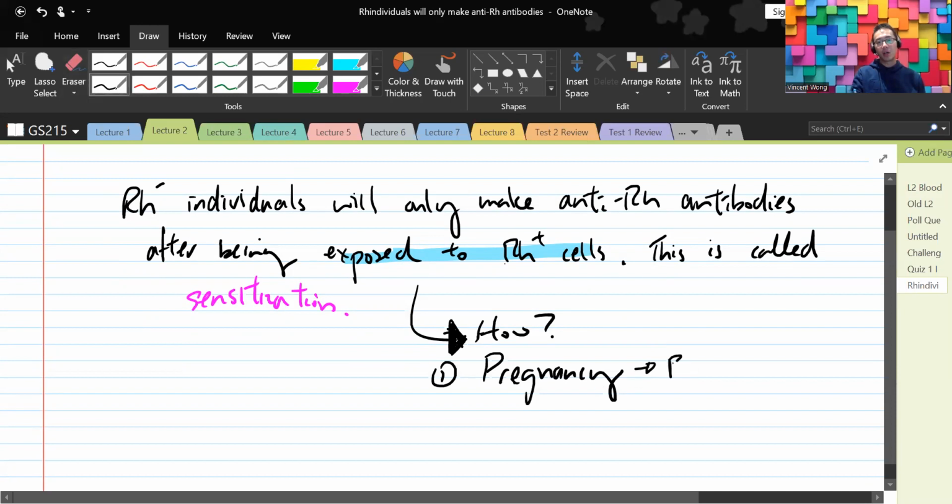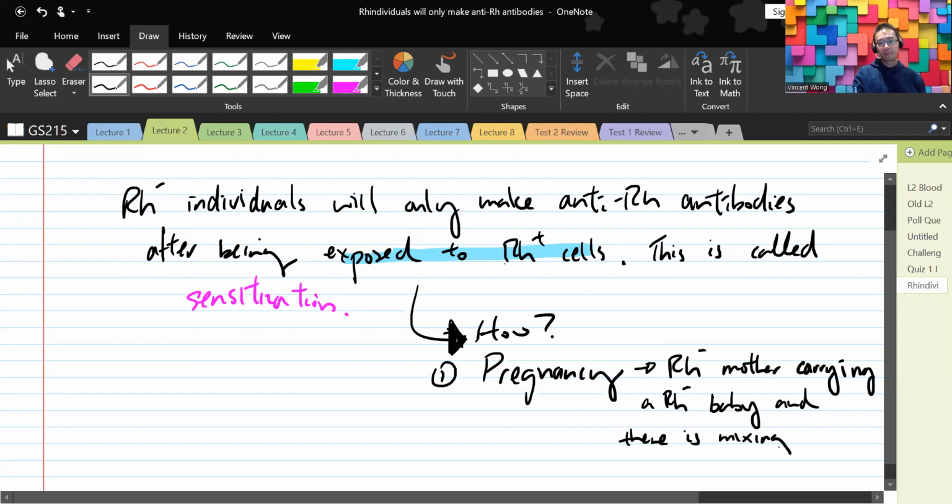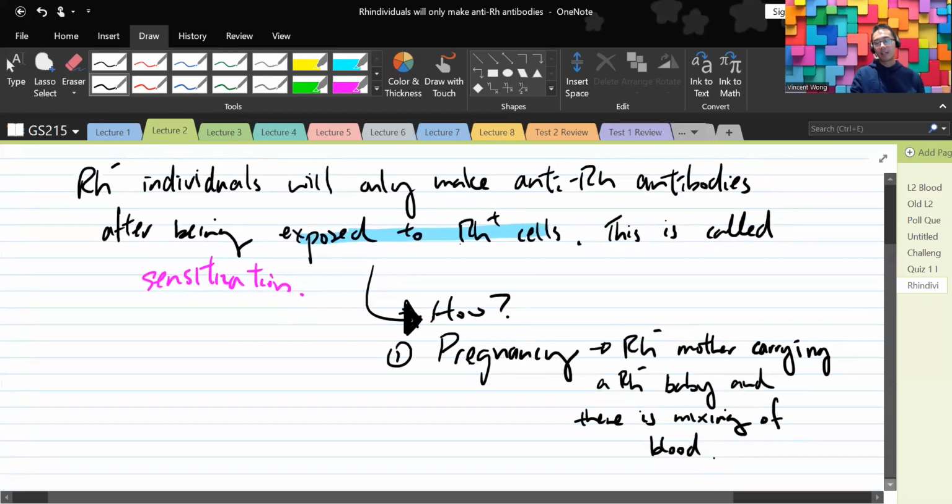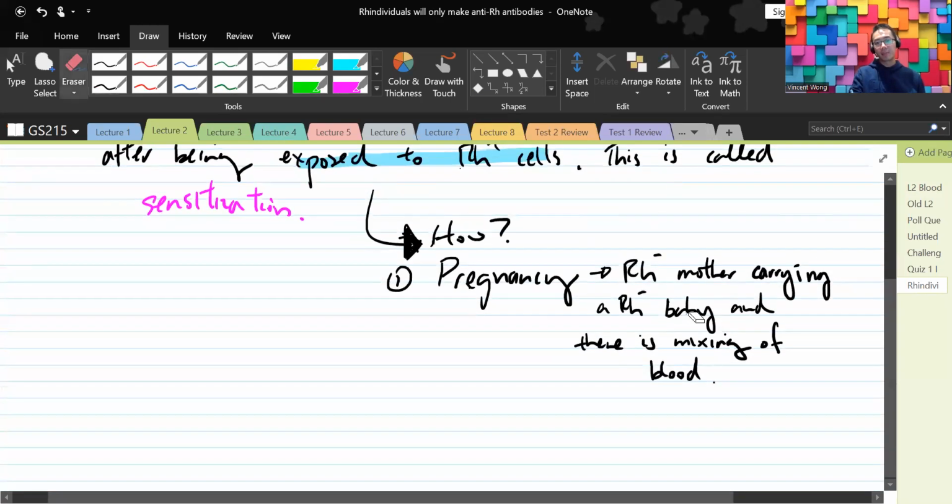Yes, so this would be an RH negative mother carrying an RH positive baby, fetus, and there is mixing of blood. So the mother is Rh negative, maybe the husband is Rh positive, and that causes the baby to be positive. The baby's blood got into the mother's bloodstream, and that would cause sensitization.